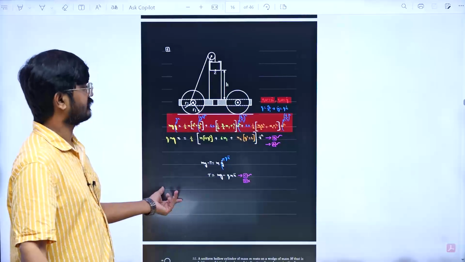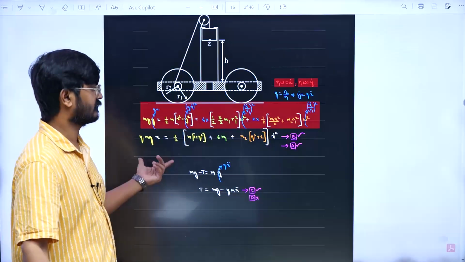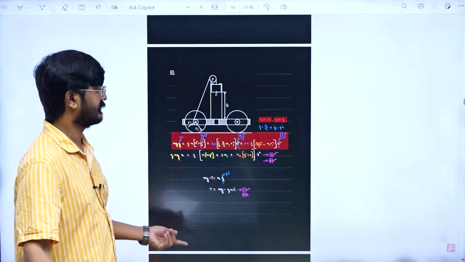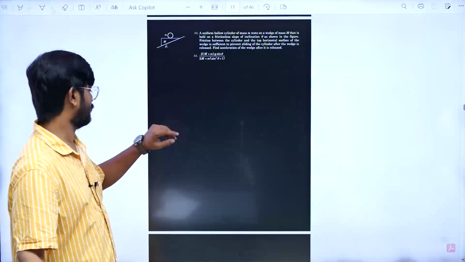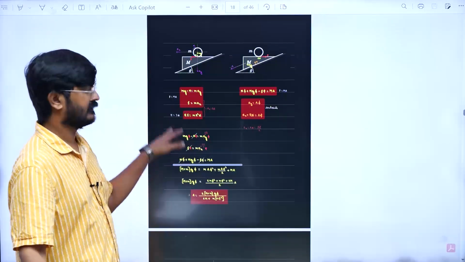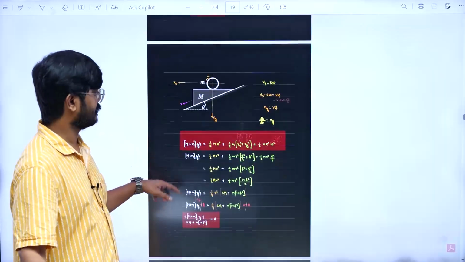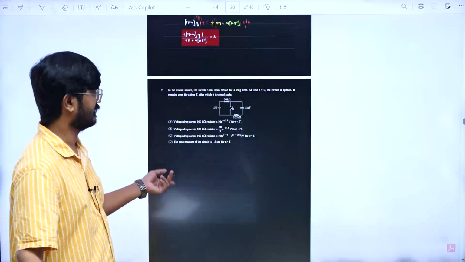If you want to write F equals to ma, torque equals to I alpha, you can write, but there will be many equations involved. The better option is to go with energy conservation and reduce the number of variables. And I am attaching a PDF where I have solved this in the doubt clearance folder somewhere, where I will be solving using force method as well as energy method. I think there are a couple of questions where I will be doing that. I think in Newton's laws also I will be doing that, I guess.